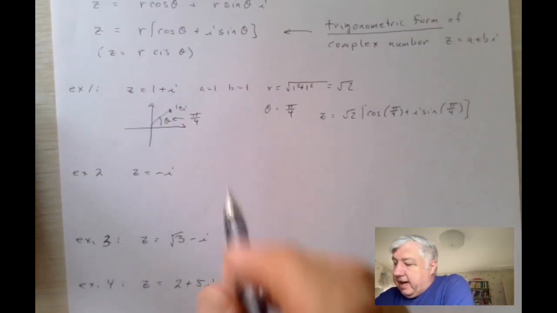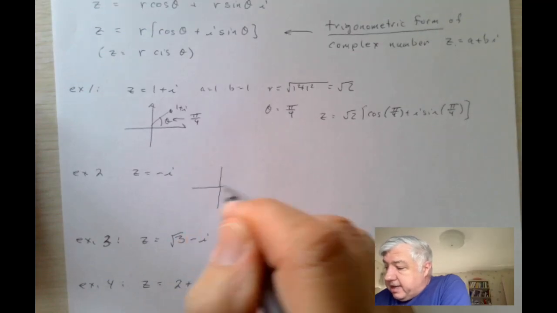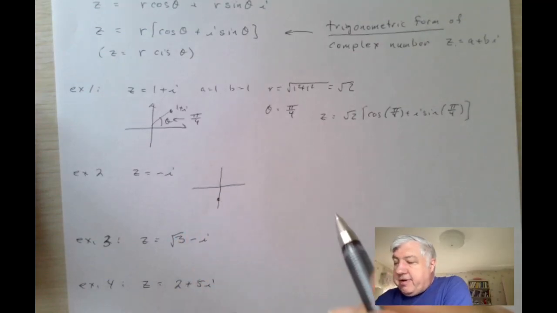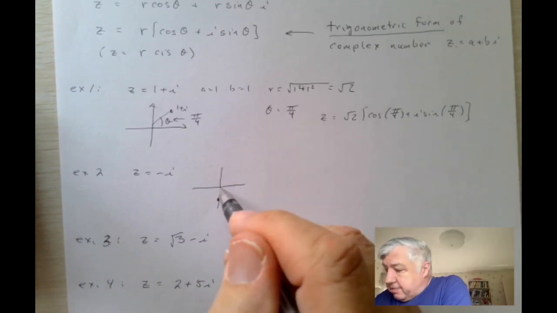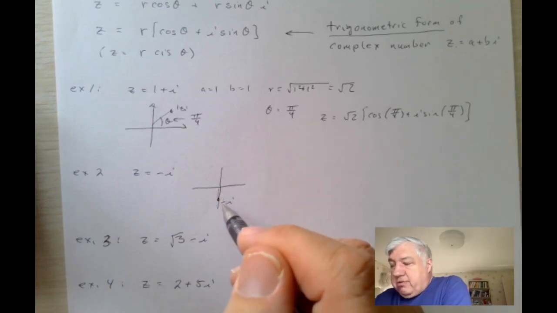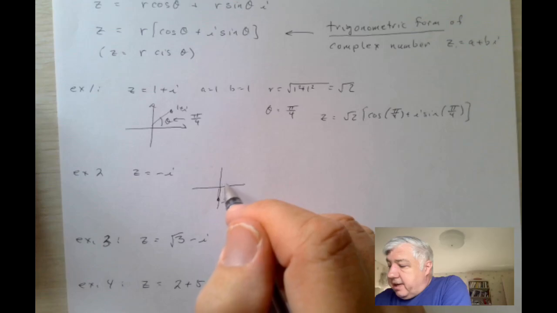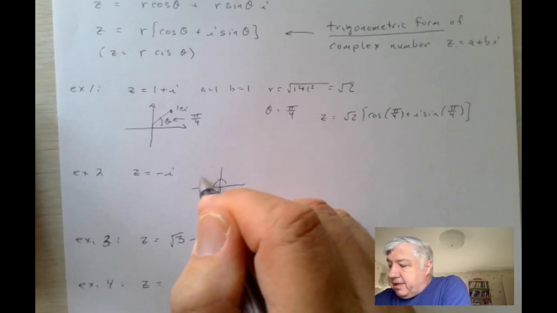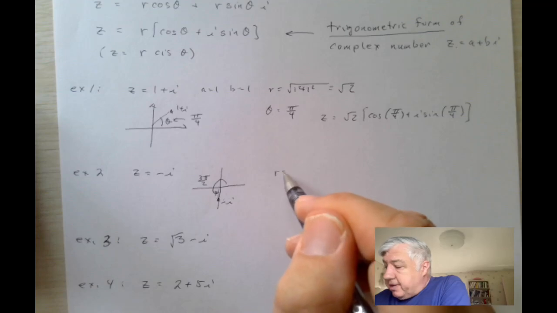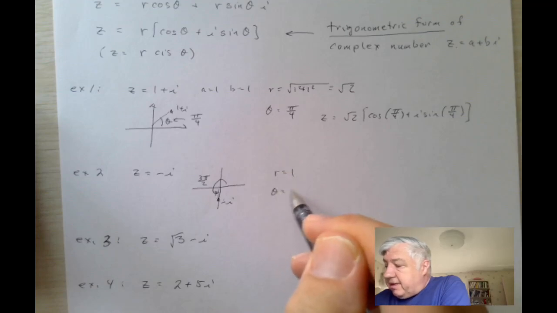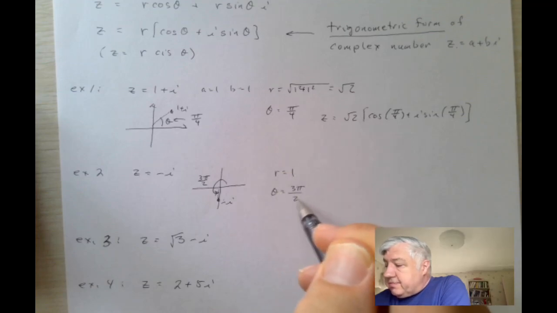What about negative i? Negative i is on the imaginary axis, but it's down here. So this distance we can clearly see is 1, hopefully. And this angle is going to be 3 pi over 2. So r is going to be 1, and theta will be 3 pi over 2.